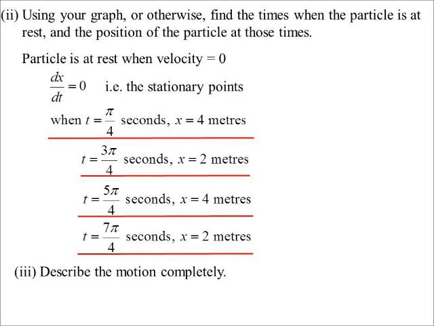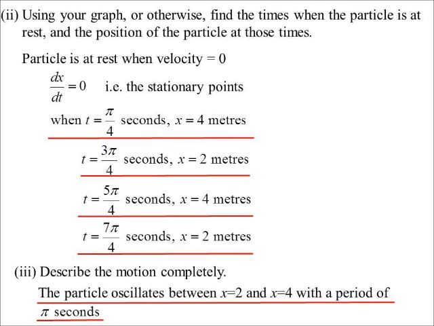Describe, another one of those word questions. Describe it completely. Okay, let's go crazy. Well, my particle oscillates. Oh, there's a good word for simple harmonic motion. It's going backwards and forwards, backwards and forwards. It oscillates between x equals 2 and x equals 4 with a period of pi seconds. I reckon that describes it completely. Yeah, it's a pretty good description, I thought.